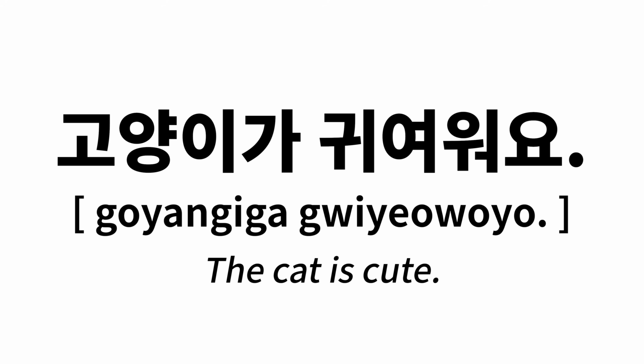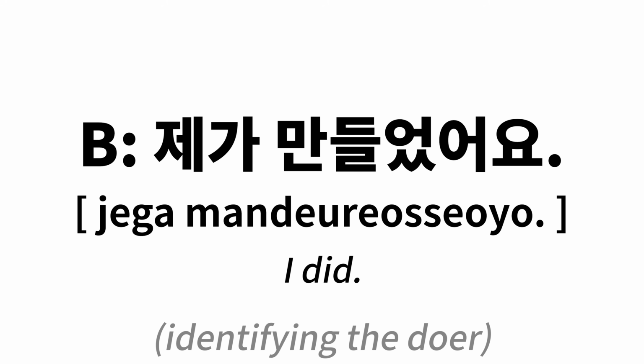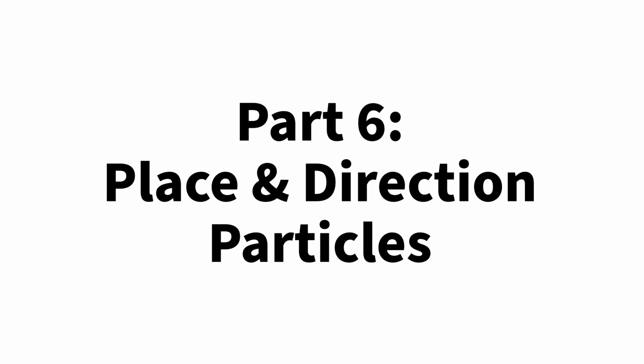Specific cat right now. Let's try a short dialogue. 누가 이걸 만들었어요? Who made this? 제가 만들었어요. I did, identifying the doer. 저는 요리는 잘 못해요. As for me, I'm not good at cooking. Topic, contrast. This distinction becomes clearer over time through exposure. But this basic pattern will help you choose more confidently.